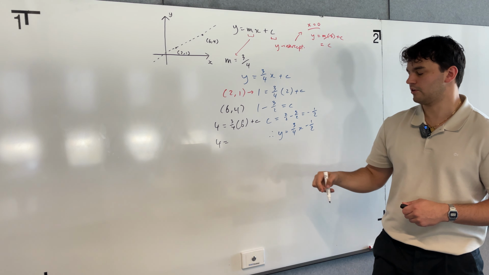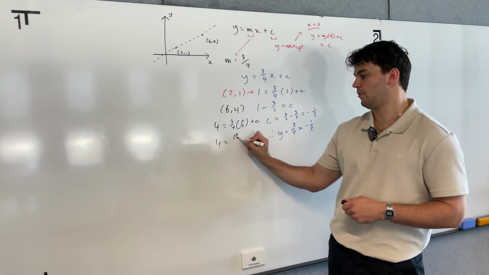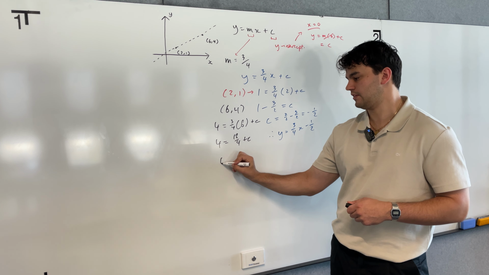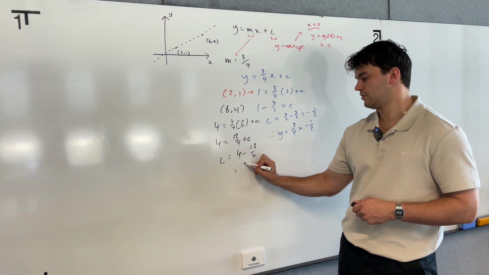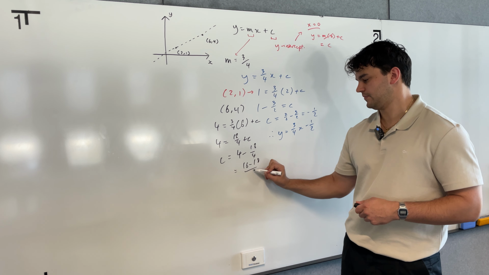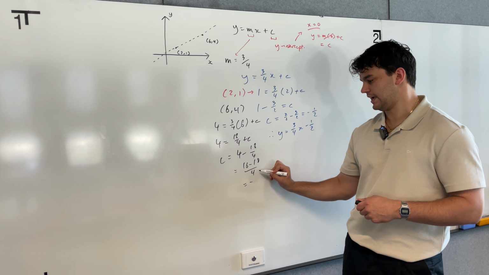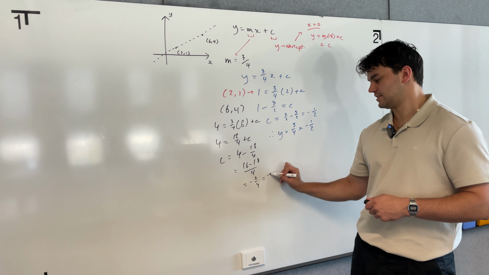4 is equal to 3/4 times 6, which ends up being 18/4, plus c. Therefore, c is equal to 4 minus 18 divided by 4, which is 16 minus 18 divided by 4, which is -2/4, which is -1/2.